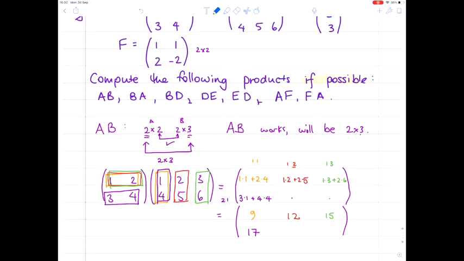Okay, moving on to this entry over here. This is the second row, second column. So this says take the second row of your first matrix and multiply it by the second column of your second matrix. So we're going to get 3 times 2 plus 4 times 5, which gives us 26.